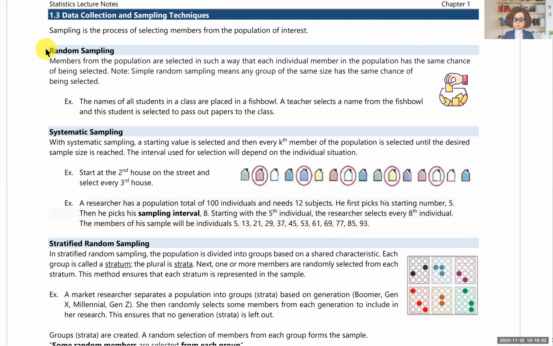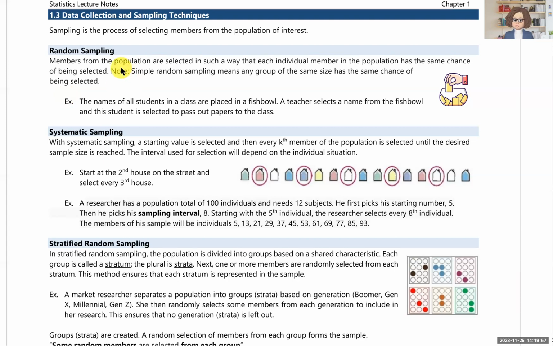So in random sampling, members from the population are selected in such a way that each individual member in the population has the same chance of being selected. So for example, I could put names in a fishbowl, and a teacher, if these were students, could randomly pull out a name, and that student would be passing out papers to the class. So every student has the same chance of being selected.